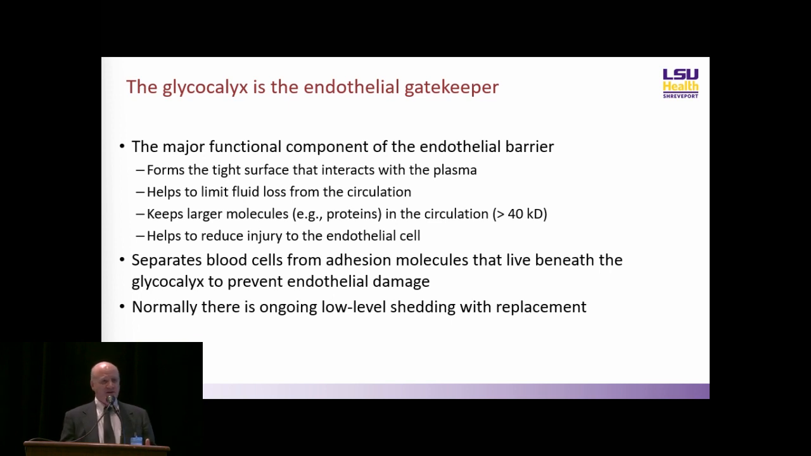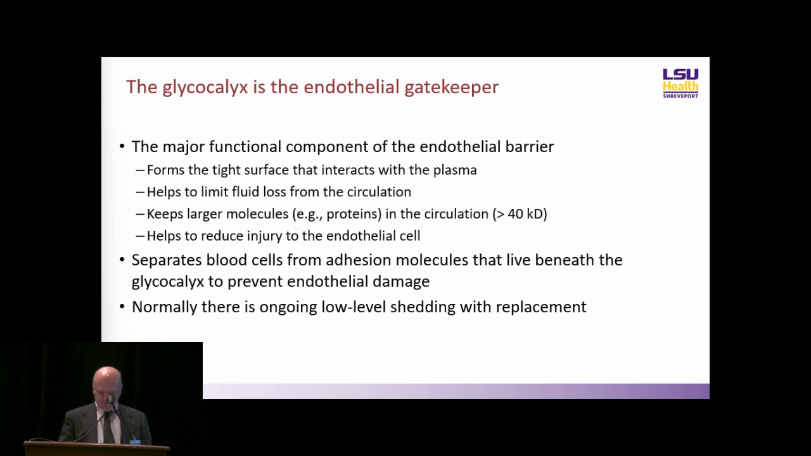A breakdown of the glycocalyx allows for protein loss into the interstitial space, and it helps to reduce injury to the endothelial cell. The endothelial cell is very sensitive to shear stress and a number of other factors that can cause activation of these cells, but the presence of this glycocalyx shields it very readily from all of the things that can disturb the endothelial cell and cause the endothelial cell to get activated. And just as with skin epithelium, there's normally ongoing low-level shedding with replacement.